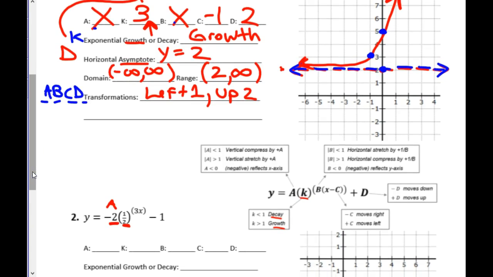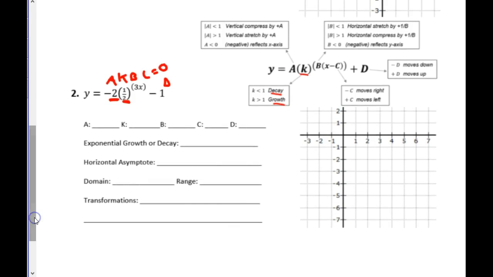All right, so I'm going to label A, B, C, D, and K. We already said A is negative 2. 1/2 is my K. This 3 is actually B. If there's no C value, C is 0. And then we got letter D over here. Okay? So let's write that in. Negative 2, 1/2, 3, 0, and negative 1.